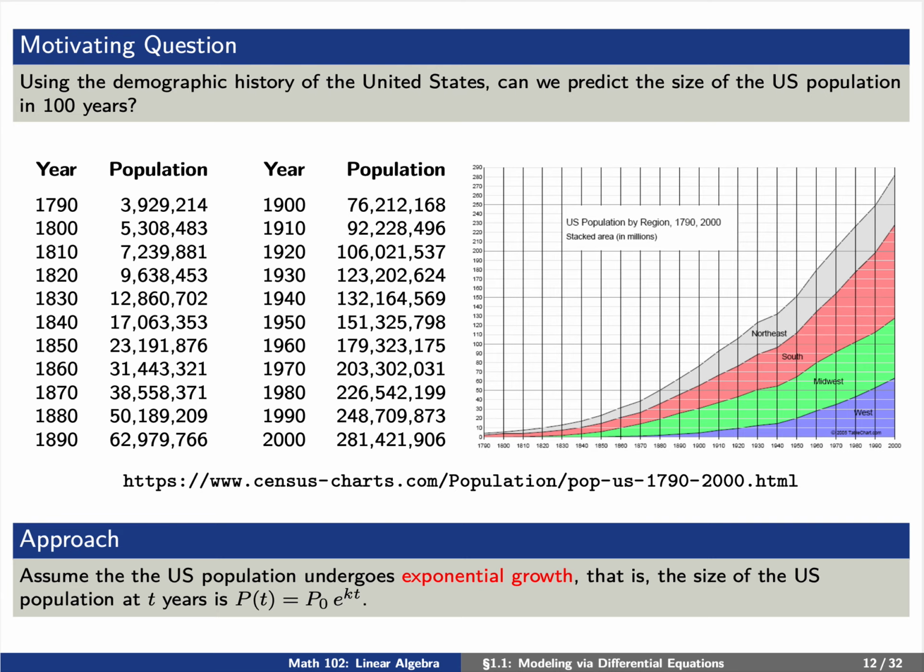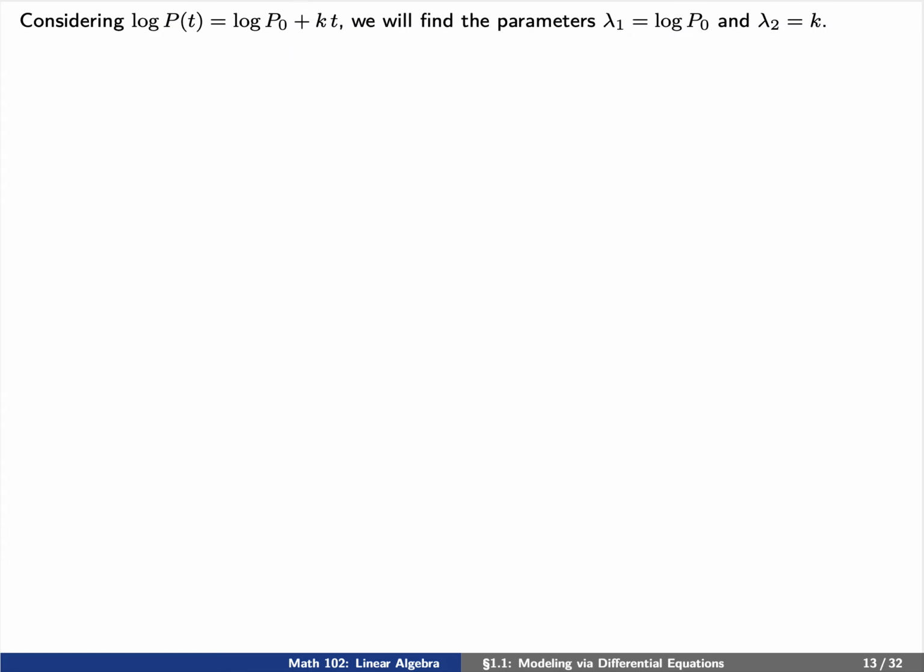In order for us to try to answer our motivating question, let's assume that the US population undergoes an exponential growth. That is, the size of the population at t years is a function of the form p of t equals a constant p0 times an exponential e to the kt. If we take the logarithm of this function, then we see that the log of p of t is the log of p0 plus k times t.